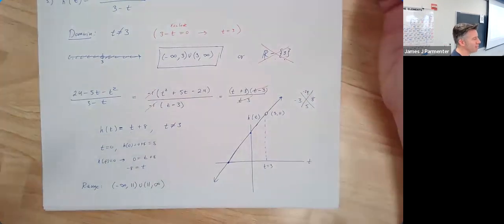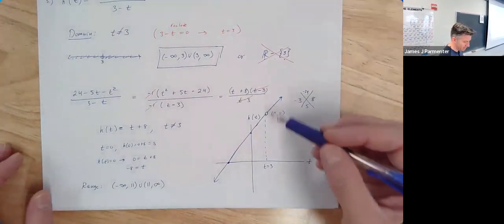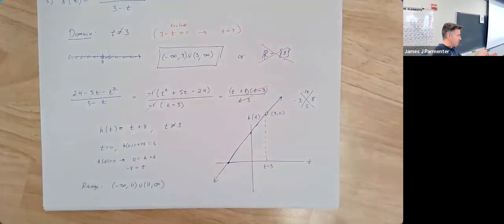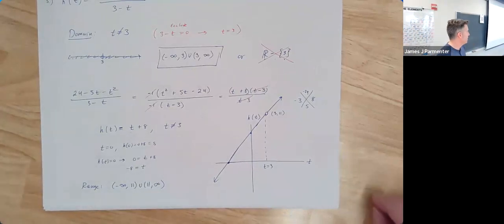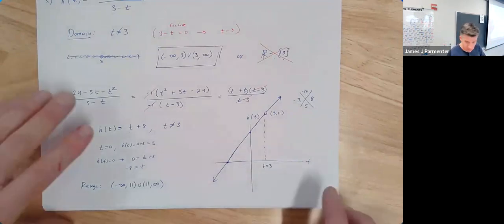But what I'm going to do is plug in 3 anyway. If I plug in 3, 3 plus 8 is 11. So I'm essentially seeing what I would have gotten if that point existed, and then plucking it out of the graph. To go along with this, just because you have a hole somewhere doesn't necessarily mean you don't still get that value in your range. Let me draw you a weird picture to illustrate the point.